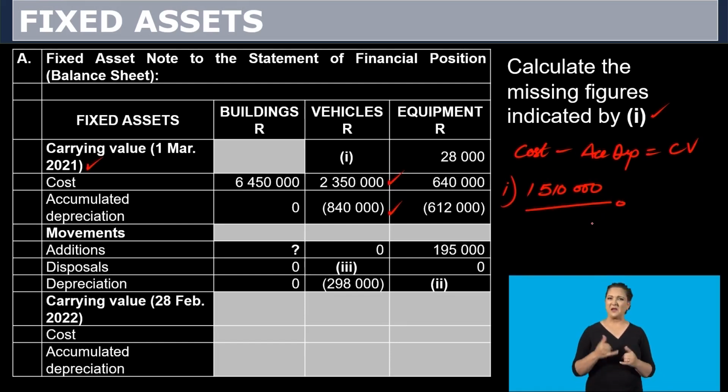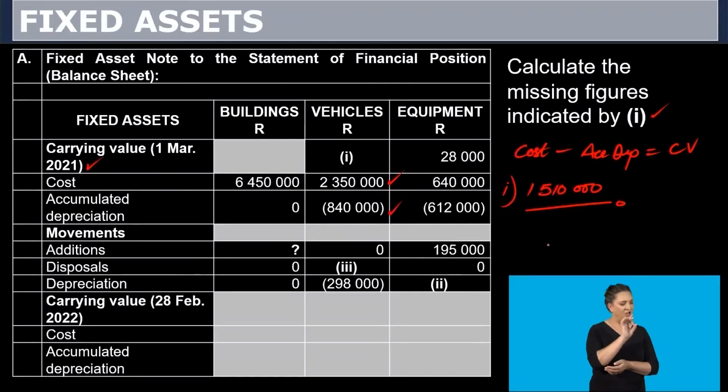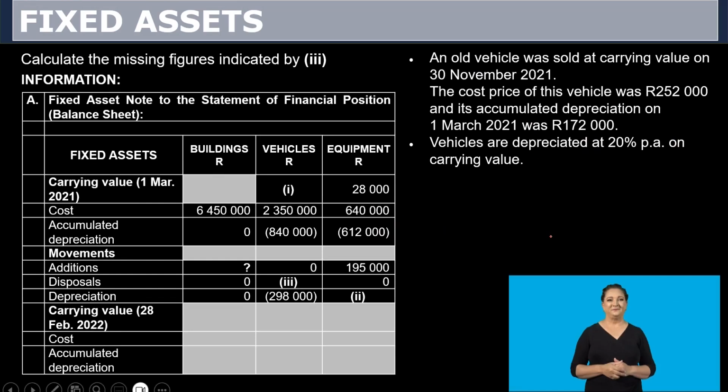When we're still here, it is very important to note that whenever you are given shaded areas, you don't write in the shaded areas. The shaded areas means do not write here. So you ignore the shaded areas. You don't write anything in the shaded areas. We're going to move on now to the next calculation. Let's see what we can calculate next.